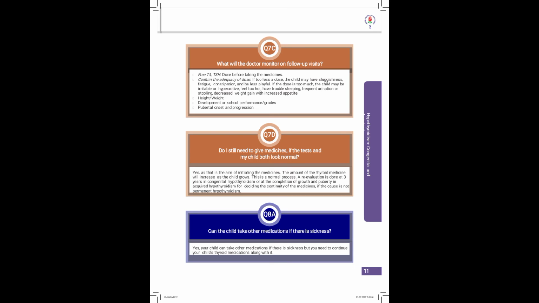What will the doctor monitor on these follow-up visits? Usually free T4 and TSH, and it is done before taking the medicine. This is done in order to confirm the adequacy of dose. If too little a dose, the child may have sluggishness, fatigue, constipation, and be less playful. If the dose is too much, the child may be irritable or hyperactive, feel too hot, have trouble sleeping, frequent urination or stooling, decreased weight gain, and increased appetite. So, in order to control and monitor this, we need to frequently monitor the levels.